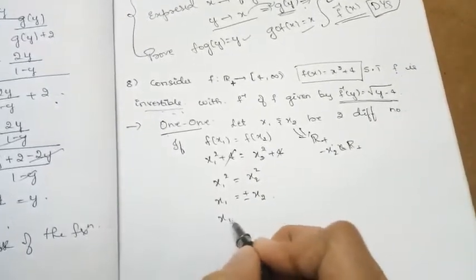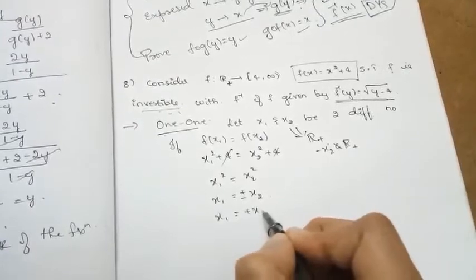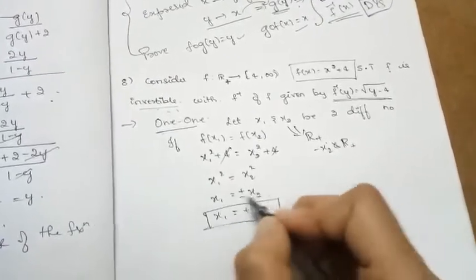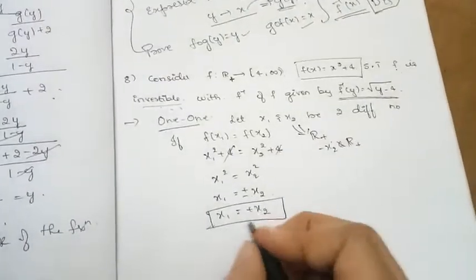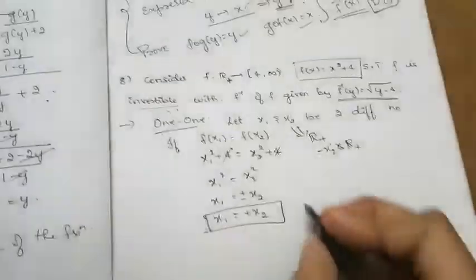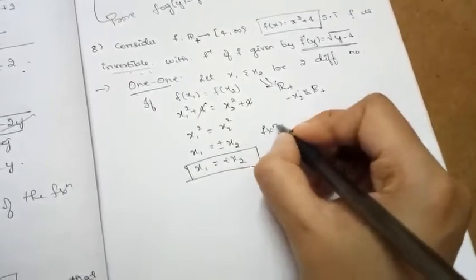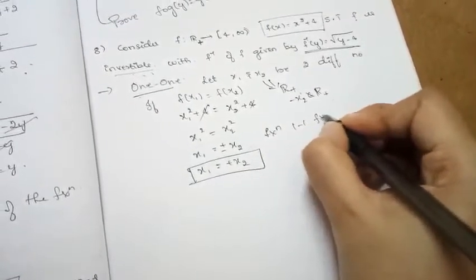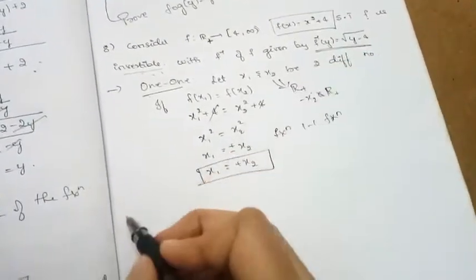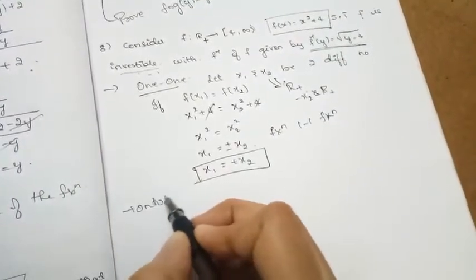So what does that imply? x1 is equal to plus x2 only. There is no possibility of x1 being equal to minus x2. So x1 is equal to x2. So clearly the function is a 1-1 function. And next, we need to show this function is an onto function.